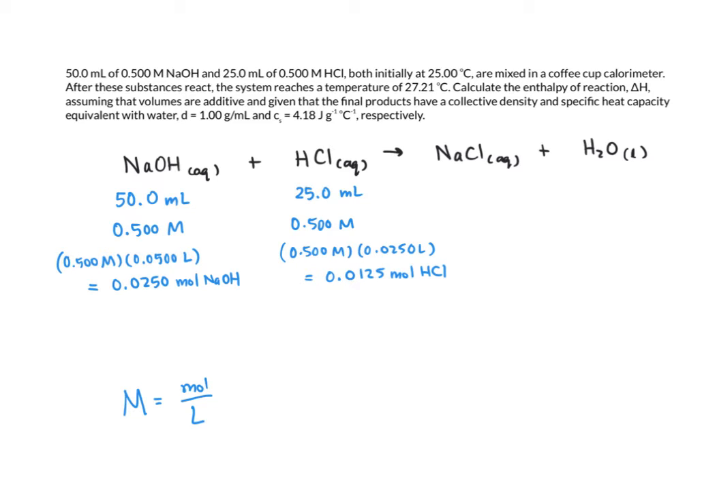This will become important for us later as we think about which reactant was limiting in this particular case. Notice that because we have fewer moles of hydrochloric acid, our HCl is going to be our limiting reactant in this problem.